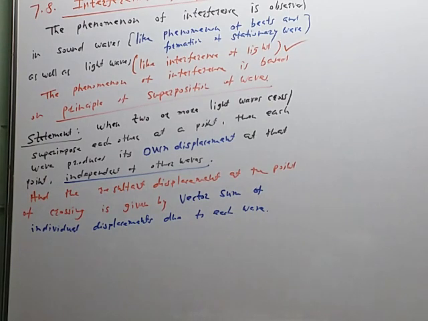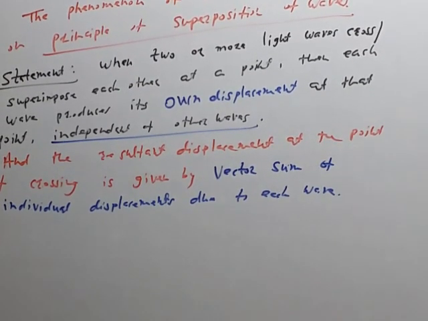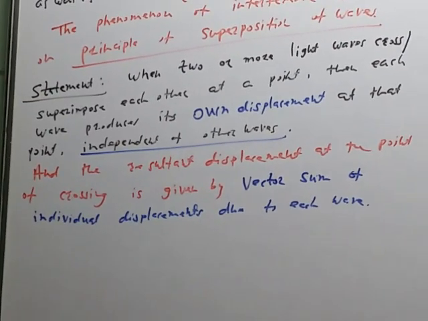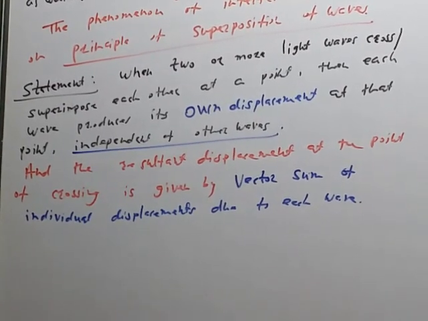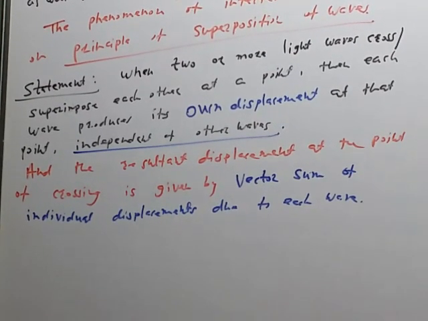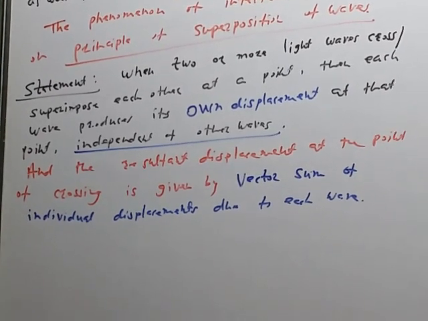When two or more light waves arrive at a point simultaneously or cross each other at a point, then each wave produces its own displacement at that point, and it is independent of the other waves. The resultant displacement at the point of crossing is given by the vector sum. So we know the rules for vector addition. Now what is meant by own displacement, what is meant by vector sum, how the resultant displacement is calculated, that now we have to see. Now let us explain this.